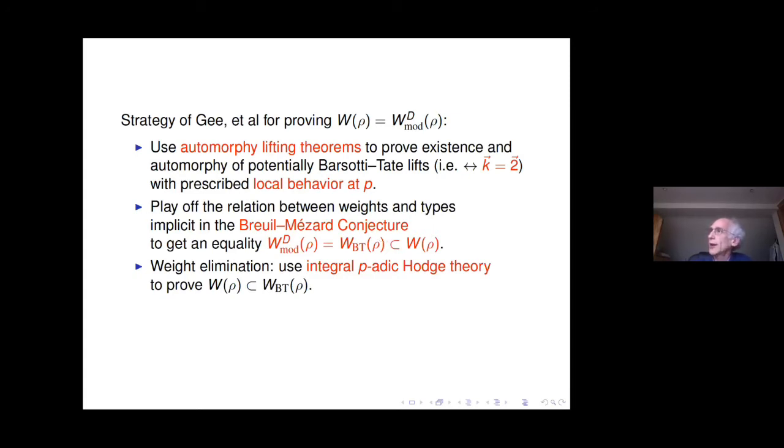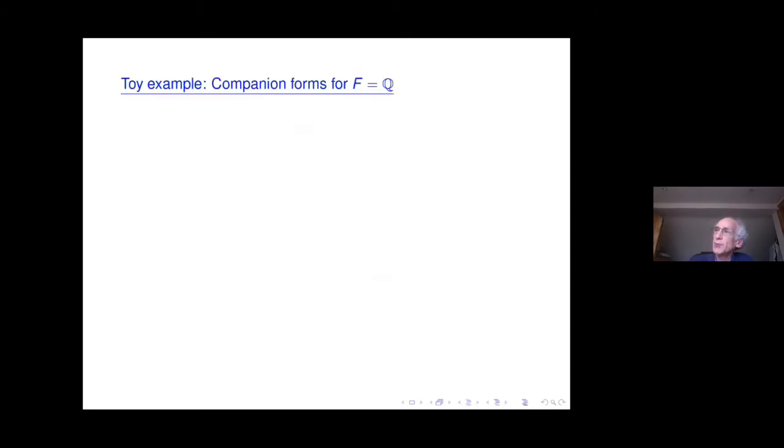And let me just explain this in somehow the simplest example, a toy example, because it gives a new proof of the companion forms theorem for F equal Q. So remember that you expect companion forms to exist when your representation is tamely ramified.